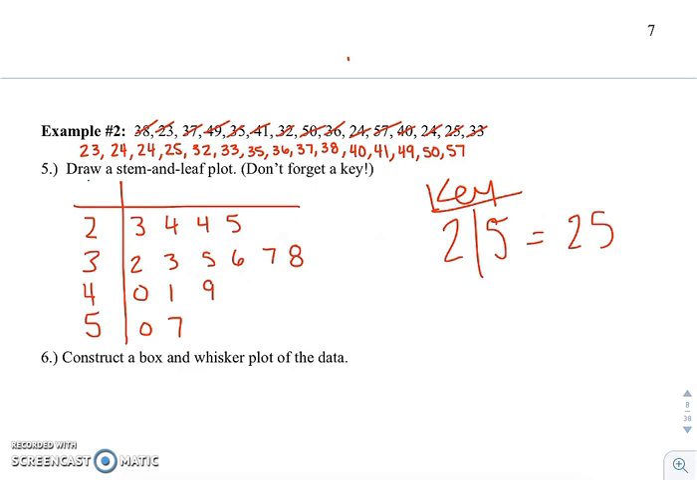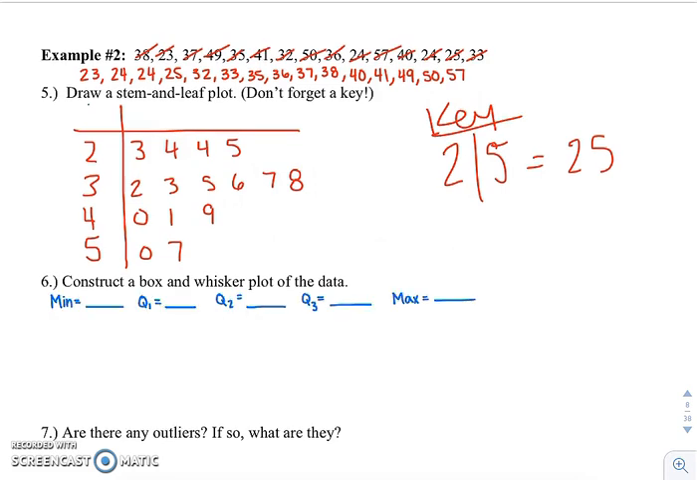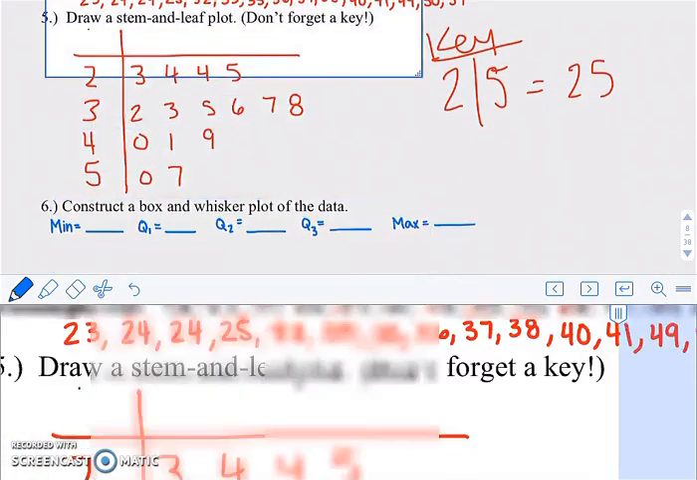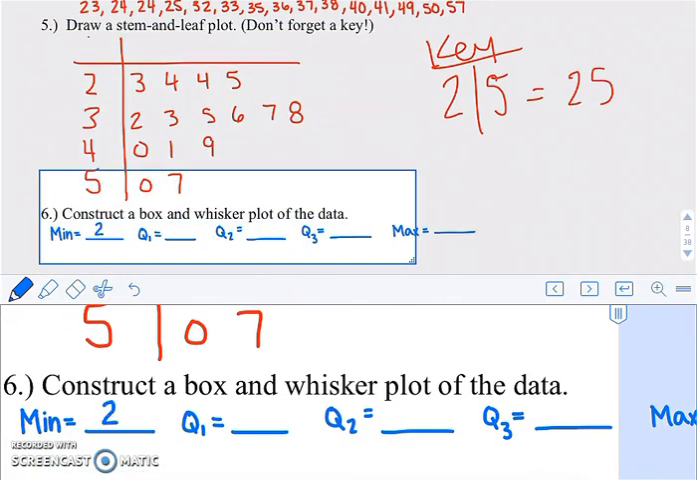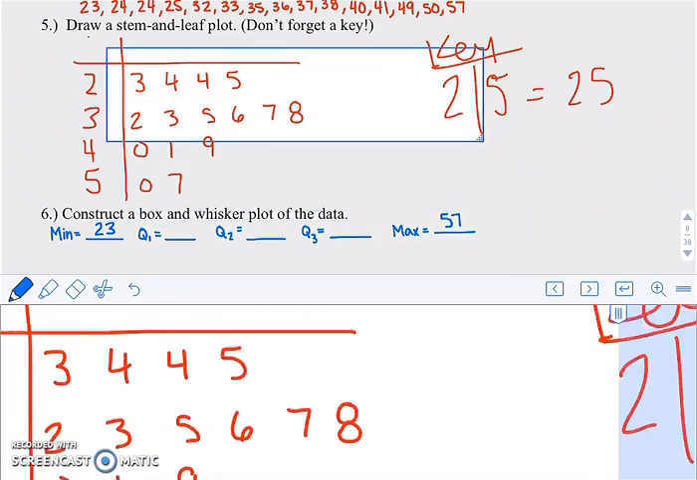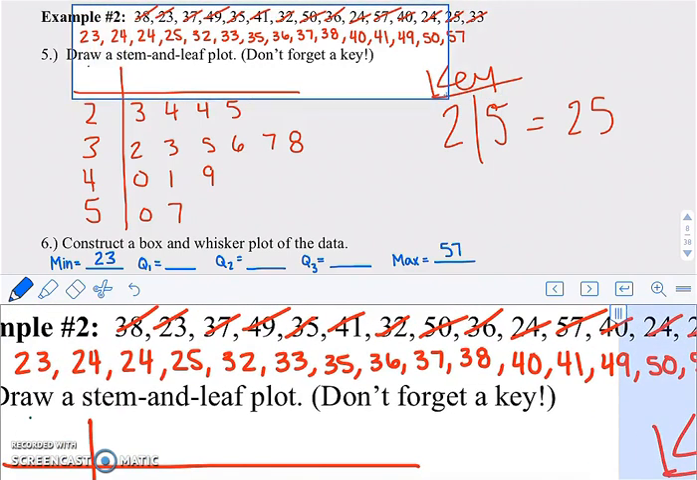So let's do a box and whisker plot. The first thing we need for the box and whisker plot is to find the max, min, and the Q1, Q2, and Q3. So the min and the max are the easiest. So the min is 23. The max value is 57. And remember, the Q2 is just the median.